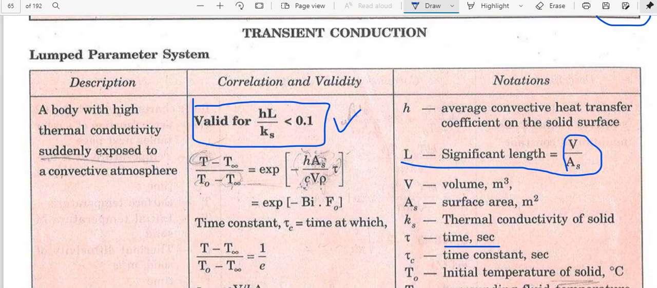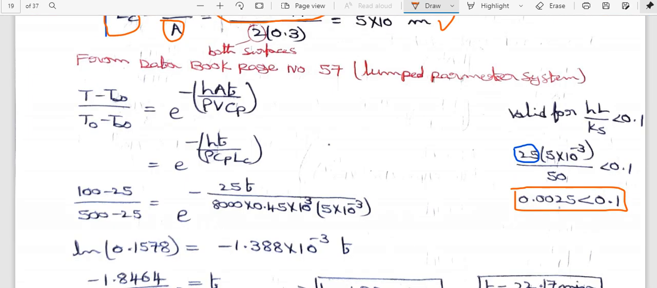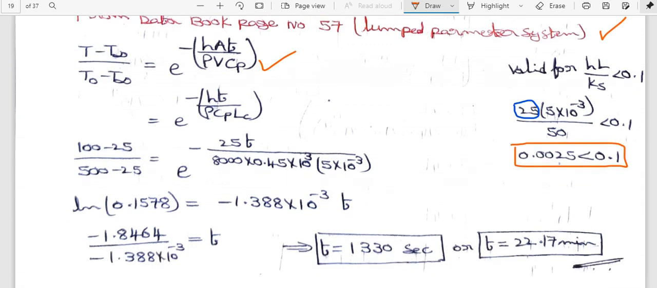So now I need to take the lumped parametric system equation. So this is (T minus T infinity) by (T naught minus T infinity) equals exponential of minus HAS into t by CV into rho. So now I am considering from data book page number 57, lumped parametric system. So this is the formula taken from data book page number 57. So now we need to substitute these values.